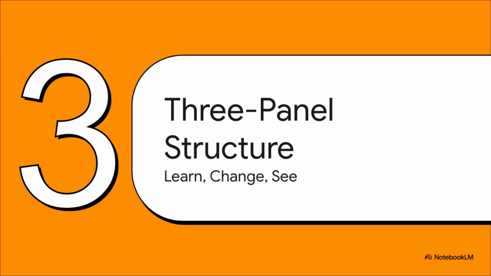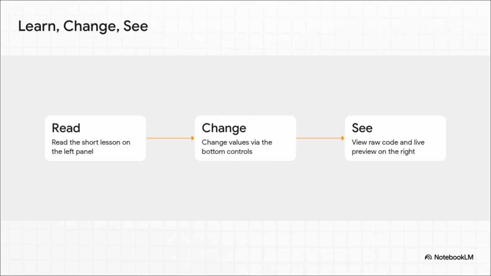Moving on to Section 3, the 3-panel structure. Learn, change, see. I am absolutely in love with how logically organized this interface is. Here's how it actually flows for the user. Step 1 happens on the left side, where you read a super short, focused lesson on just one concept. Step 2 is down at the bottom, where you use simple controls to actually change the HTML values. And then Step 3 happens on the right, where you see the raw code and a live visual preview sitting side by side. You learn it, you change it, you see it. It is just a perfect continuous feedback loop.